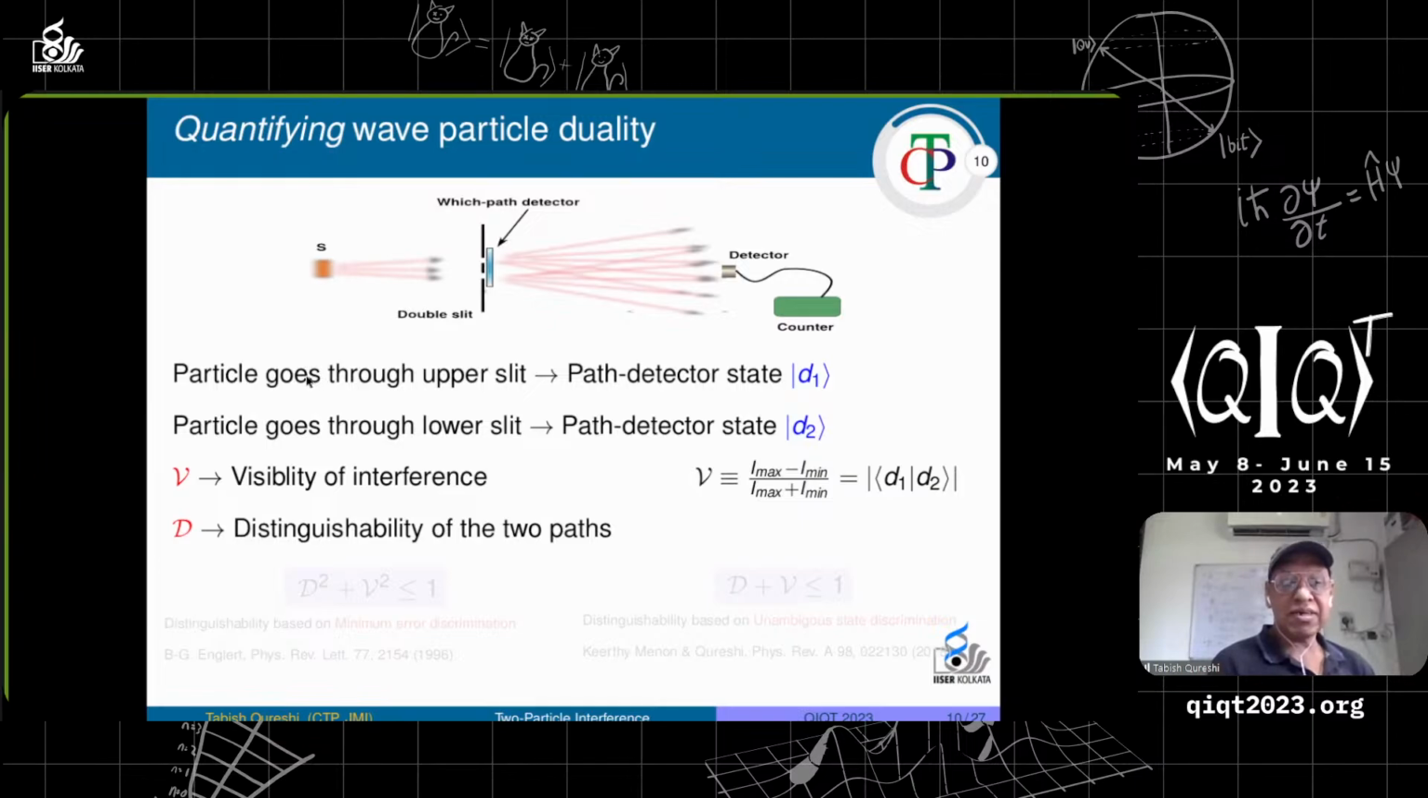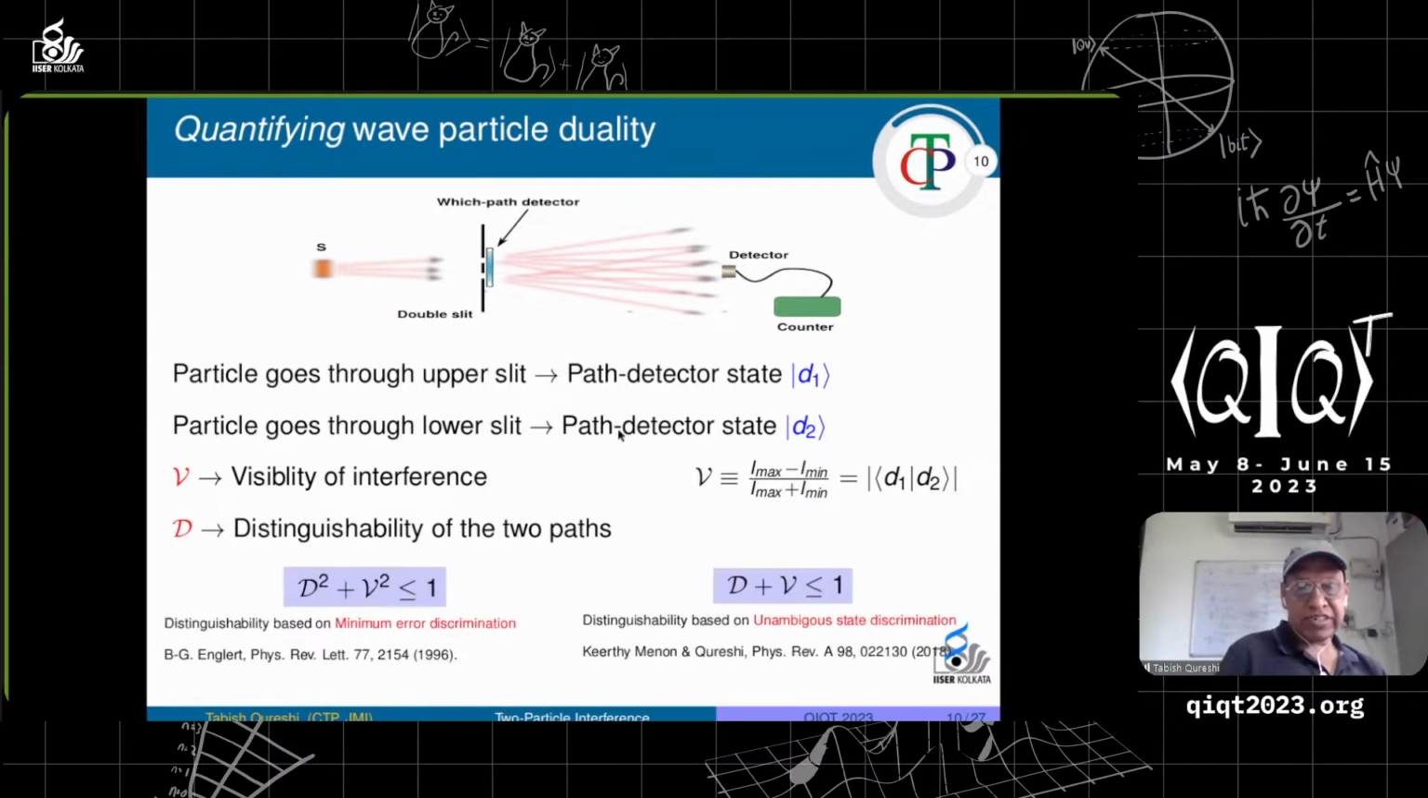And so let us not bother about this. The only thing we will assume is that when the particle goes through the upper slit, the path detector state is D1, and when it goes through the lower slit, the path detector state is D2. So the problem of detecting the path now boils down to distinguishing between these two states, D1 and D2. And then you will see interference here. There is a standard optical way of defining visibility of interference, which we'll call visibility. And we now have to formulate some distinguishability of the two paths, which will be based on distinguishing between the two states.